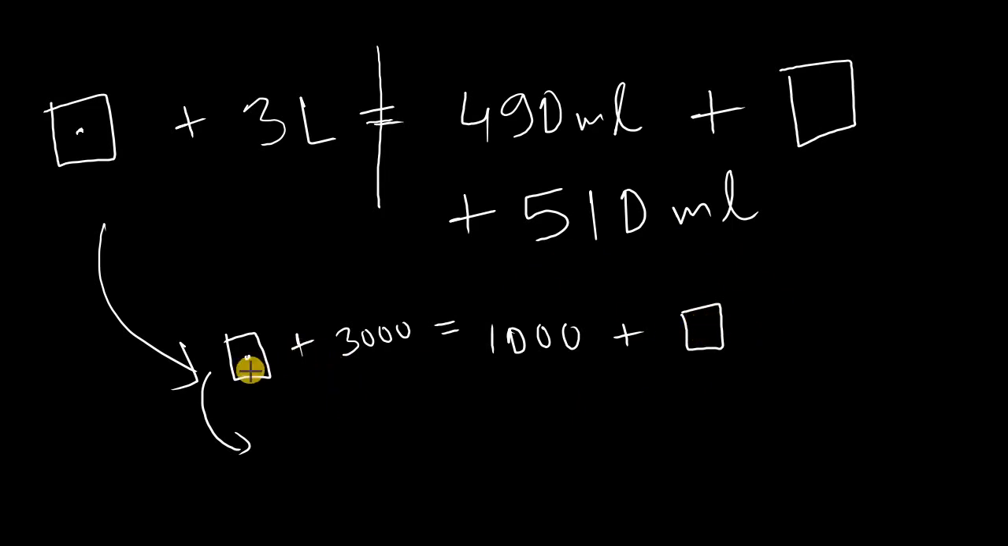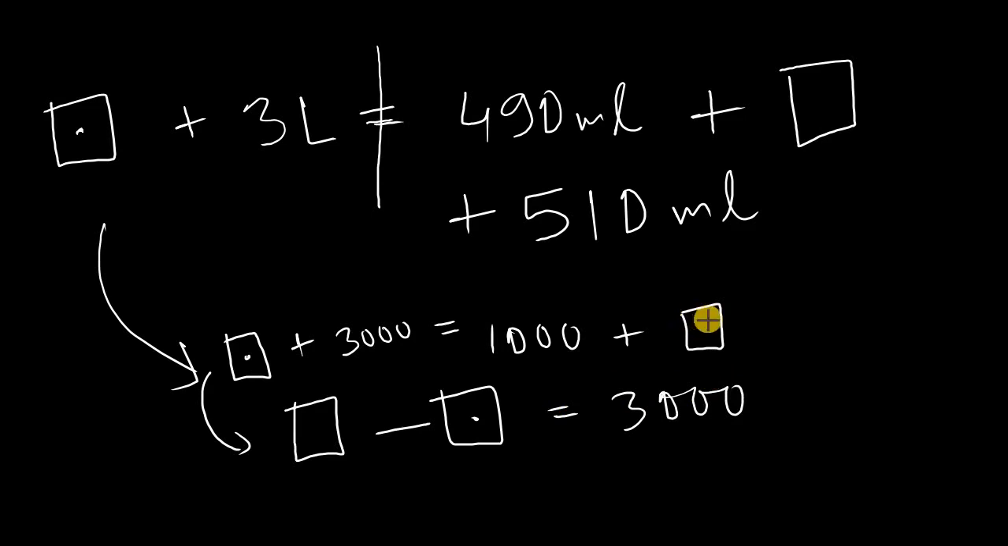How? You see, it is like this. This box plus 3000 is equal to this 1000 plus this another box. Now both sides are equal. However, this 1000 is lesser than 3000. So this means this box must have a higher number than this box. So we will write it like this: this box minus this box is equal to, what will it be? 3000.